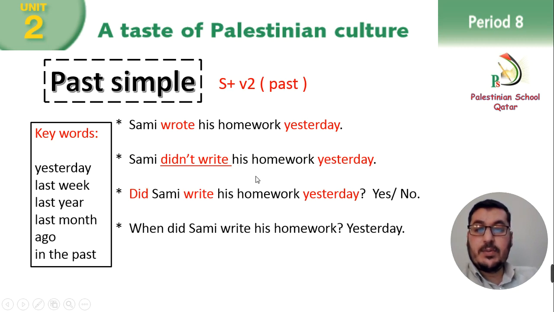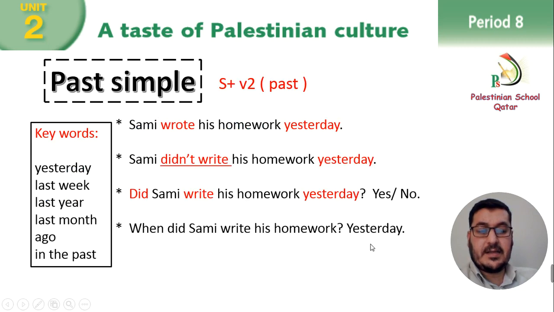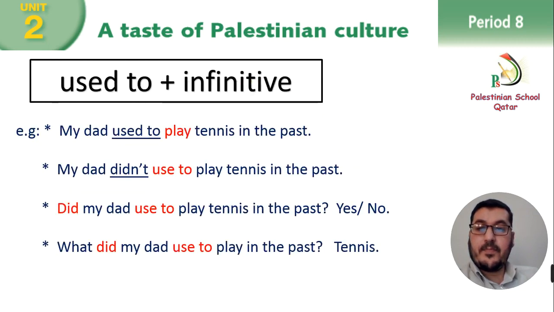When we change it to a yes/no question, I start with did, and I say, did Sami write his homework yesterday? The answer is yes or no. When we have a WH question, I'll say, when did Sami write his homework? The answer is yesterday. Now, we have another thing, which is used to. When we use used to, I use the infinitive after it. So we have used to plus infinitive. What's the meaning of infinitive?